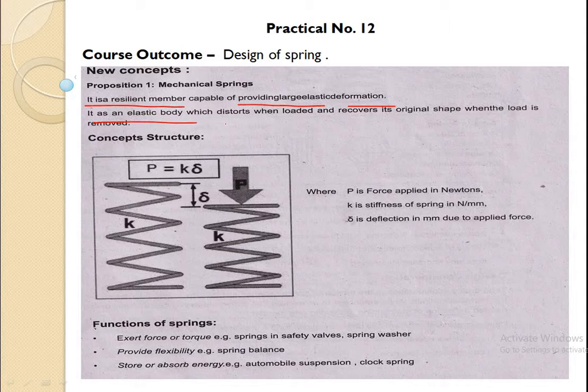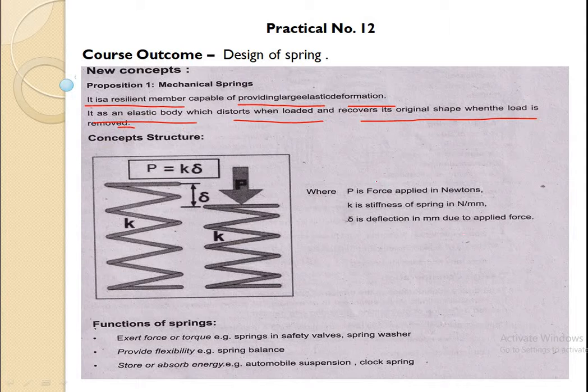It is an elastic body which distorts when loaded and recovers its original shape when the load is removed. As we have discussed, as it is an elastic body, when we apply a load on spring, it undergoes deformation, it undergoes a change in length, change in shape, and when we remove that load, it again regains its original shape and original length.